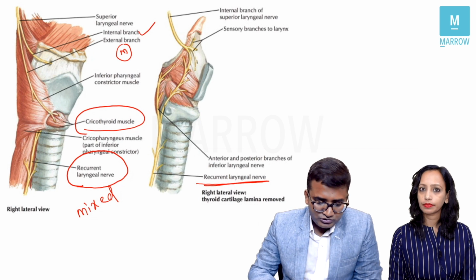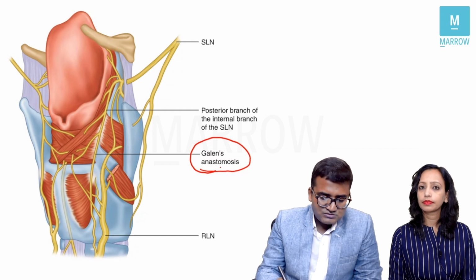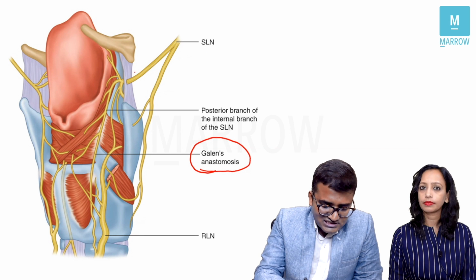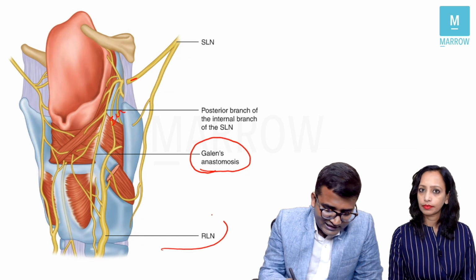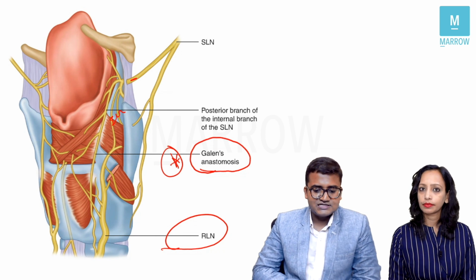Now, one more thing I want to show you here. This is Galen's anastomosis. Galen's anastomosis is a sensory anastomosis between the internal laryngeal nerve, see, this is the internal laryngeal nerve, which is anastomosing with the recurrent laryngeal nerve. This is the sensory nerve anastomosis. That is Galen's anastomosis.